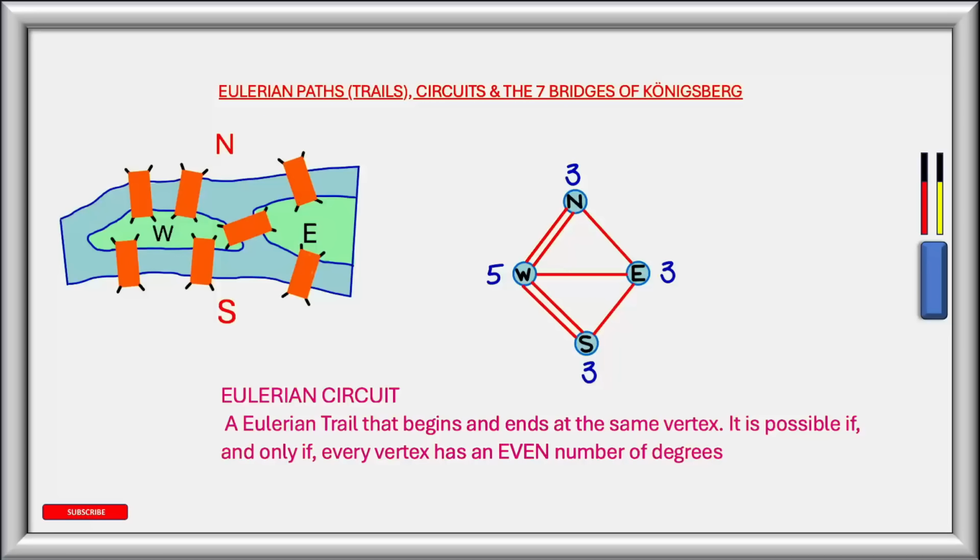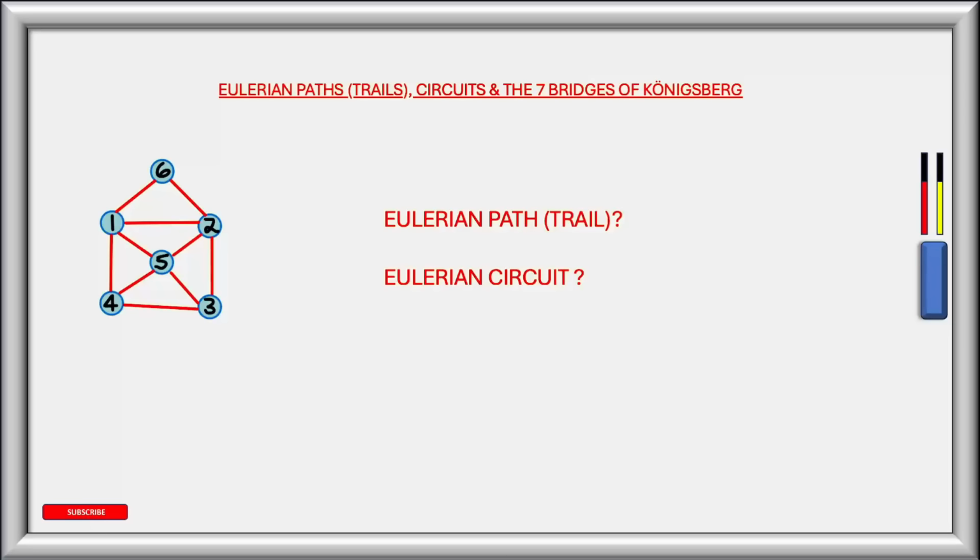Let's now take a look at some challenges to demonstrate these concepts. Let's take a look at this graph. We have 6 vertices numbered 1 to 6. And the question we're asking is, is it an Eulerian path or an Eulerian circuit? If you'd like to play along, pause the video now. So the key to this one is knowing the degrees of each of the vertices.